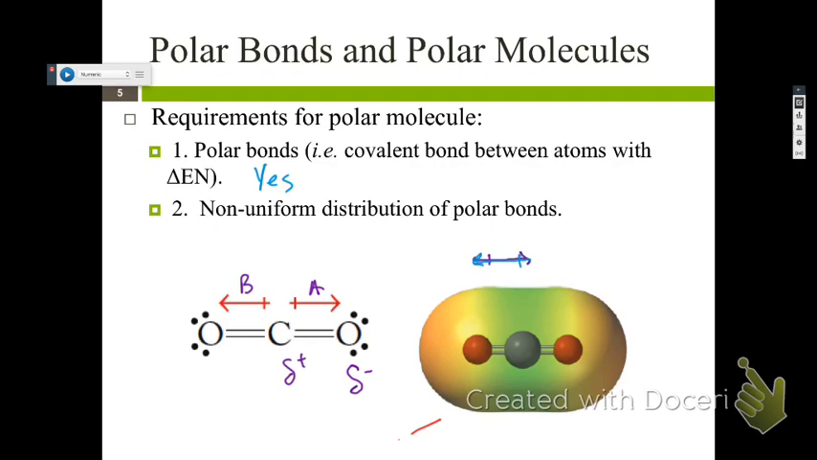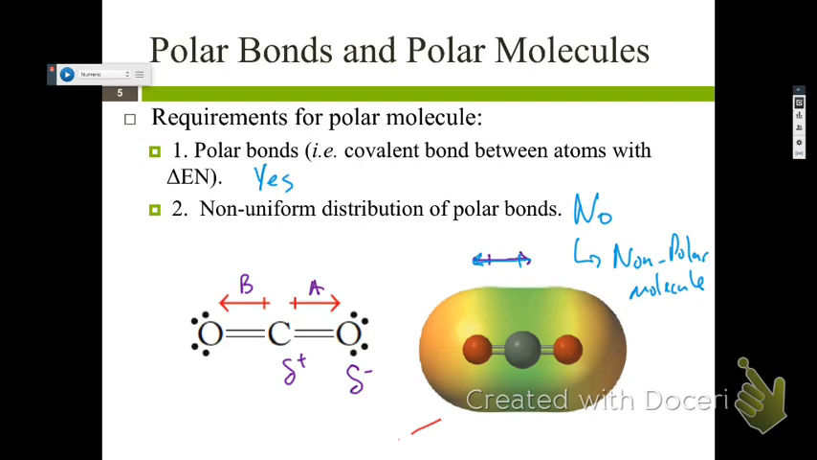Is there a non-uniform distribution of polar bonds in that molecule? So then this is a non-polar molecule. Okay, so it's really important we go through those steps first. Are there polar bonds? If so, we draw the dipoles.